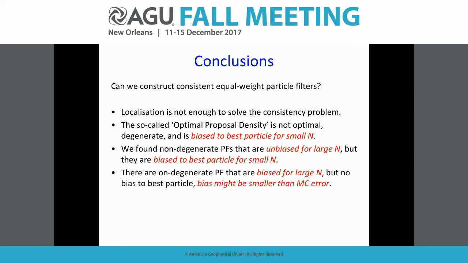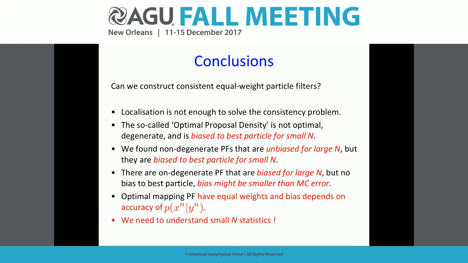So that's the other kind of particle filters. We do have schemes that we know are biased for n going to infinity, but for small n, as long as this bias is smaller than Monte Carlo error, we're actually solving the problem as well as we can, given the number of runs that we can do. And then I talked about this mapping just a second ago. So perhaps the main message is that to really make progress here, we really need to understand the small n statistics. So what is the accuracy of the schemes when we have a small number of particles?